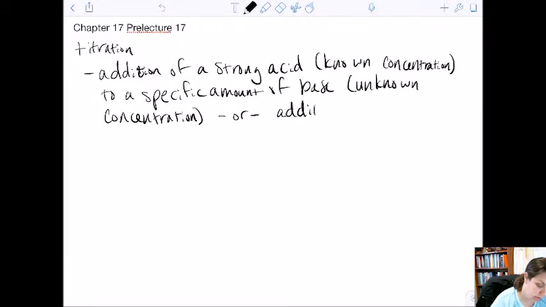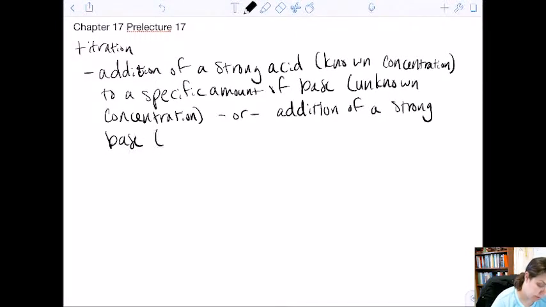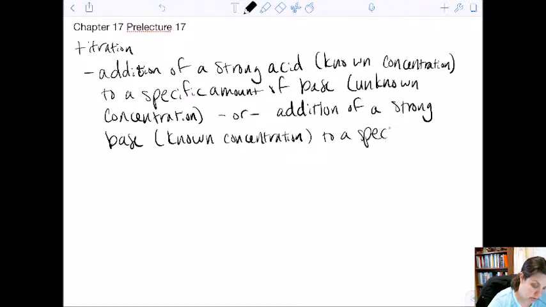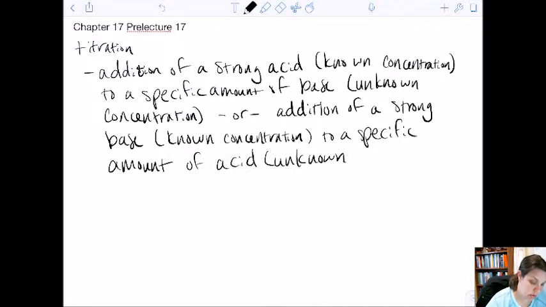And we could switch it up. We can have the addition of a strong base. Again, still our known concentration. And with our acid, we'll have a specific amount, so we'll know exactly how much of our acid we have, but we won't know the concentration. Generally, what we're trying to get is that concentration of the unknown.